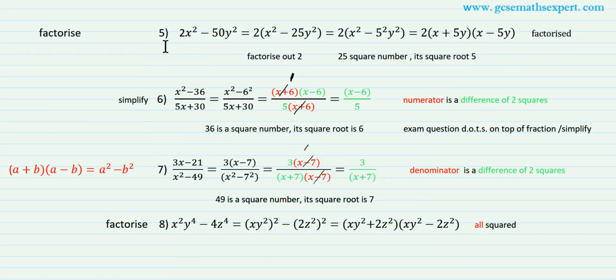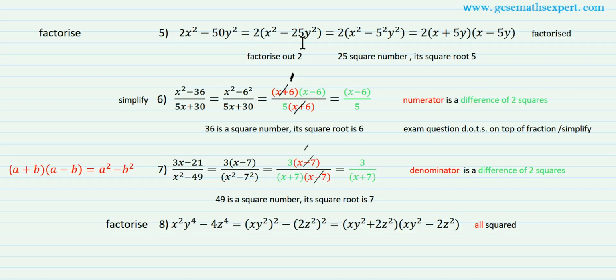Question 5. We've been asked to factorize 2x squared minus 50y squared. Now you can see that 2 is a common factor, so you factorize the 2 out, yeah? And you'll be left with x squared minus 25y squared. 50 divided by 2 is 25. So it will be x squared minus 25y squared.